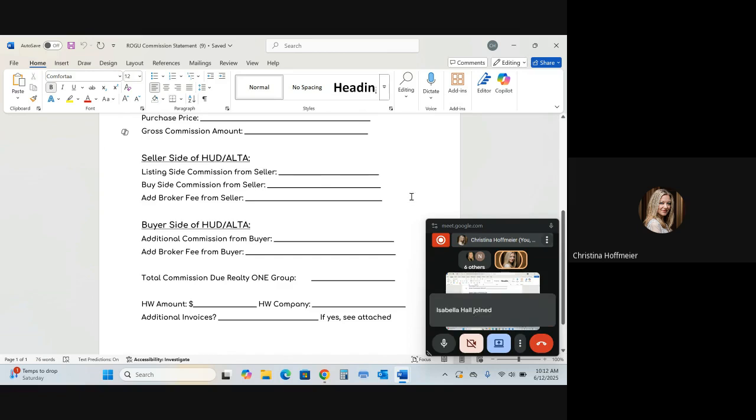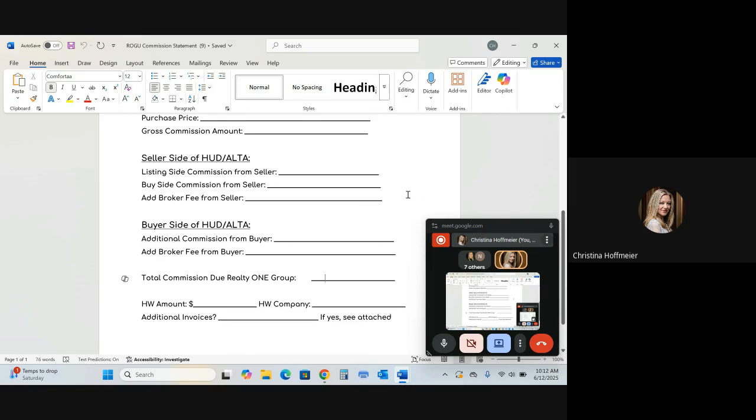And then we are going to jump down to where it says buyer side, HUD or ALTA, additional commission from buyer. We're going to put $1,000, which represents our 1%. And then we're going to put our $685 for our broker fee. Then what you do is you add all the lines together. So we have 3,000 here, we have 1,000 here, and we have 685 here. And then you're going to put $4,685 down as total commission due Realty One.